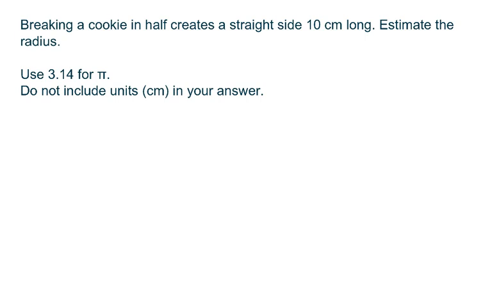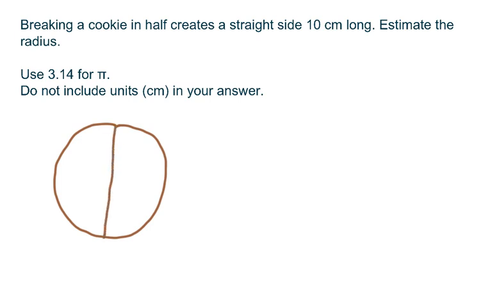So to get me started on this, I'm going to draw a sketch of a cookie, and I'm going to cut it in half, break it in half. And when I do that, I realize that what I just drew, this here, that's the diameter. And so now we know that the diameter is 10 centimeters because that was the information that they gave us in the story problem. We're supposed to be estimating the radius.